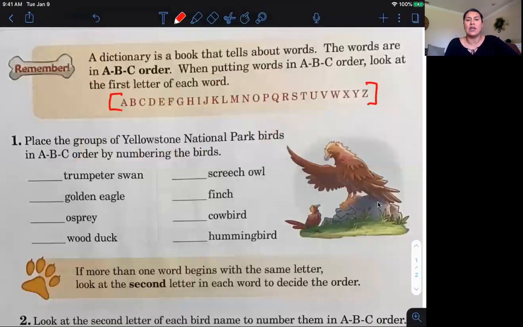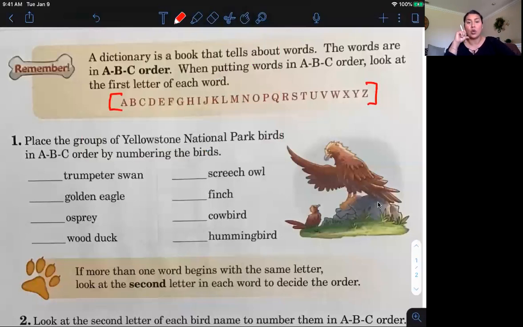Do you guys know what's another way to say ABC order? Did I hear you say it? Alphabetical order? Good job. So I want you to know alphabetical order and ABC order, it's the same exact thing. Just in case you hear somebody say it differently, it's the same thing. It's putting them in order by the first letter, the second letter, the third letter in the word, okay?